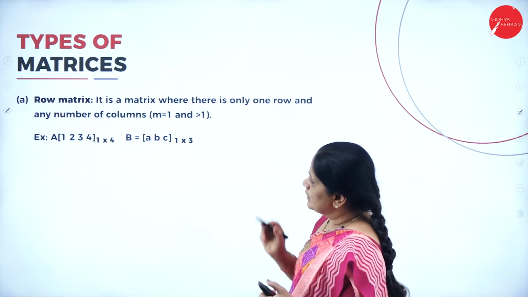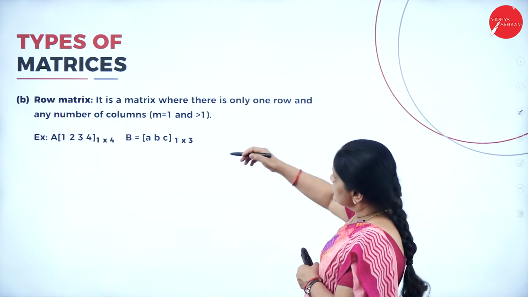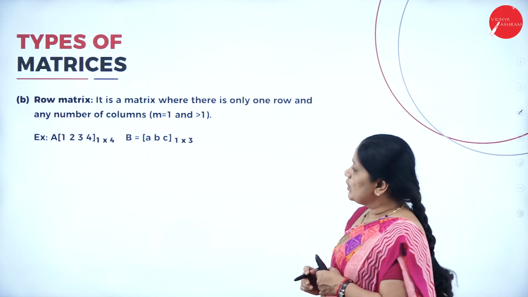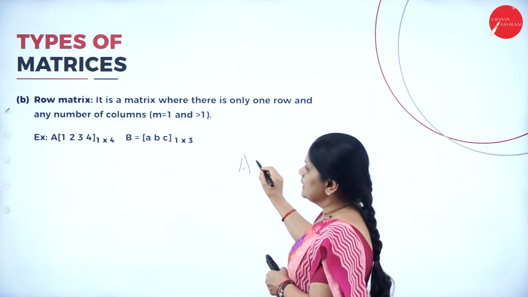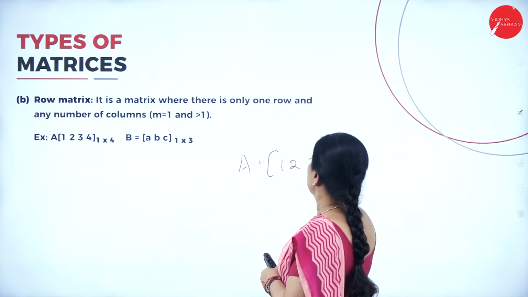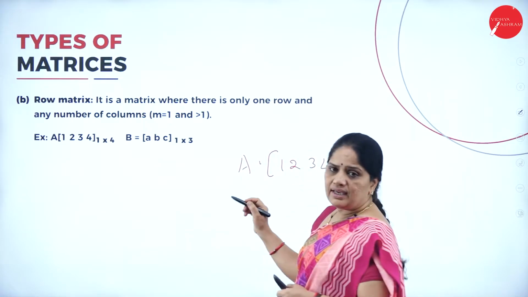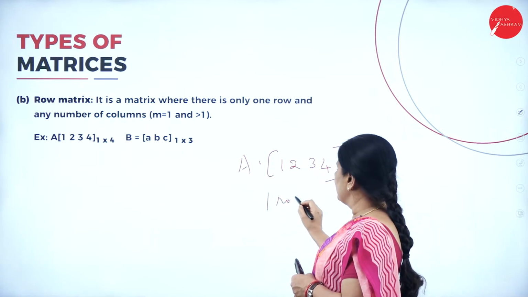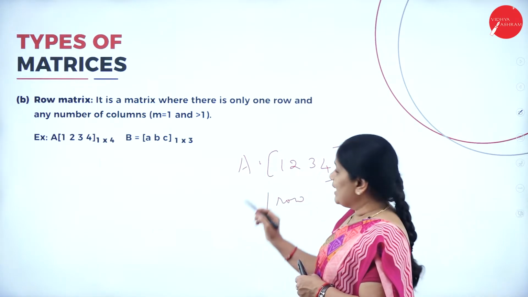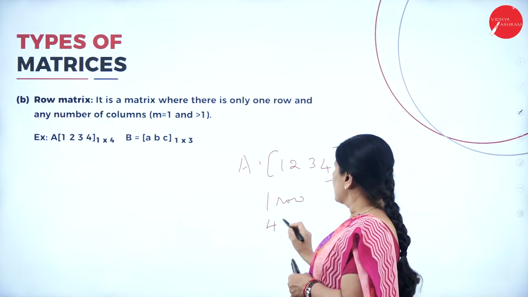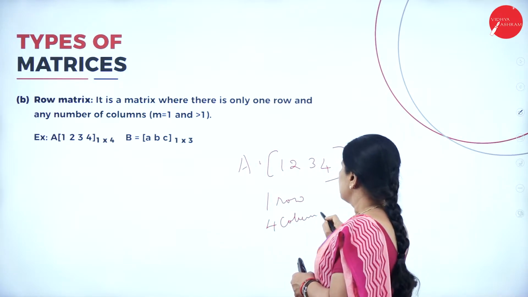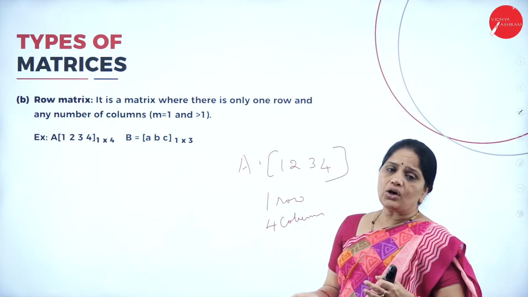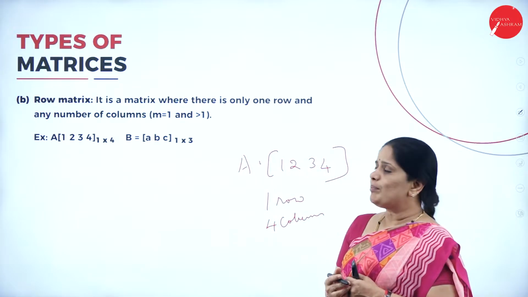Next one. Row matrix. It is a matrix where there is only one row and any number of columns. Now, if A equals 1, 2, 3, 4, then there is only one row. And how many columns do we have? 1, 2, 3, 4. 4 columns. So, any matrix with only one row and many columns, we call it as a row matrix.